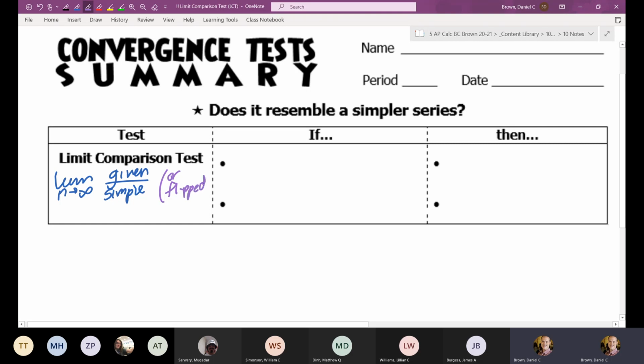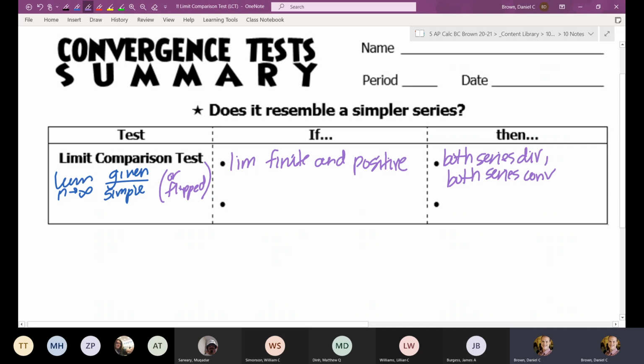Or you can flip it around. So you can also have, like what we did in that previous example, the simple one over the given. Again, it won't matter because you just want your answer to be finite and positive. And then two things can basically happen. The limit, again, could be finite and positive. That's what you want to happen. If that is true, then either both series diverge or both series converge.